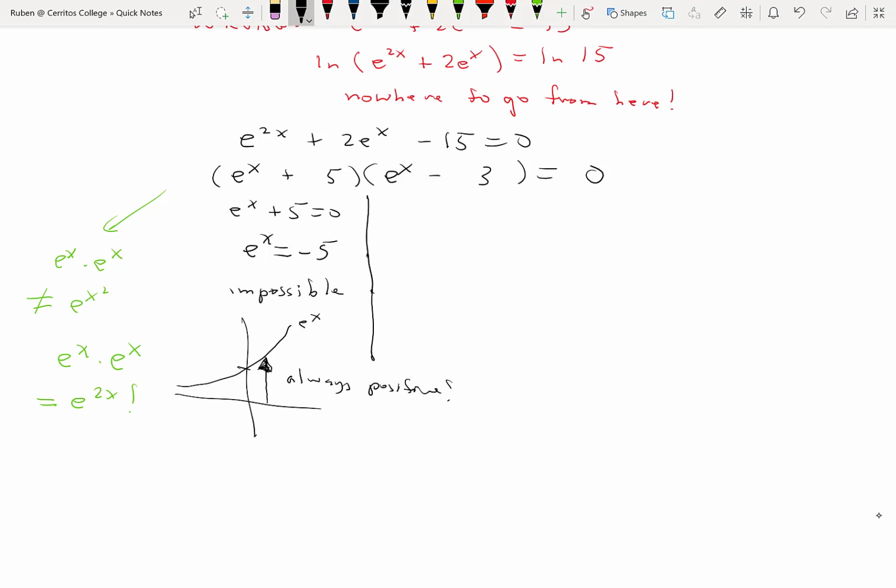So take a look at the second part: e to the x minus 3 equals 0. So e to the x equals 3. That one's all right. Take the natural logarithm of both sides. Now you can do it. So x is equal to the natural log of 3. Just leave it as an exact value, x equals natural log of 3, or put it in your calculator to get an estimate.